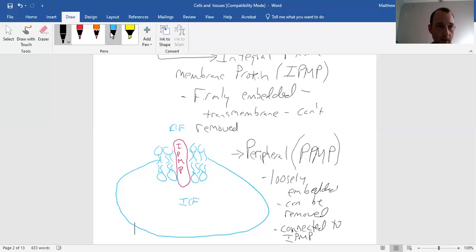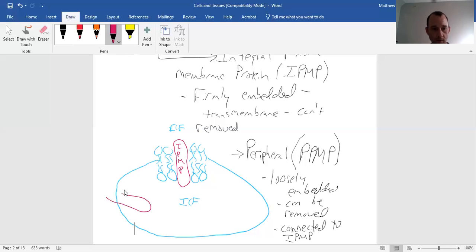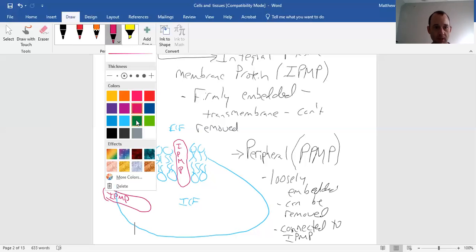So let me draw in another IPMP and try to get you to see what I mean. Over here, I may have another IPMP. Again, I would have my phospholipid bilayer continuing. What it's saying about a peripheral plasma membrane protein is they're generally connected to an IPMP and they can be on the outer surface or inner surface.